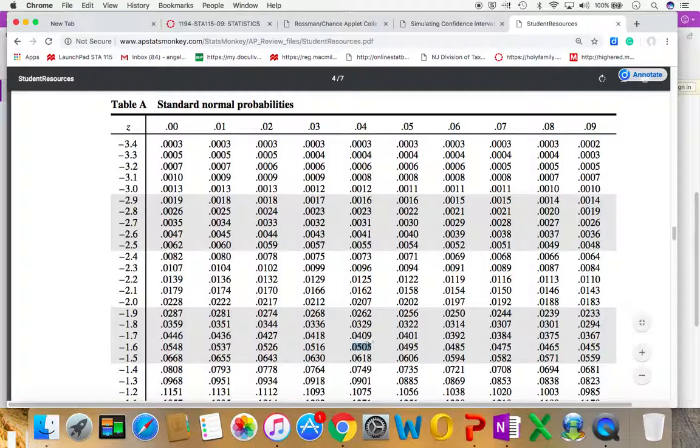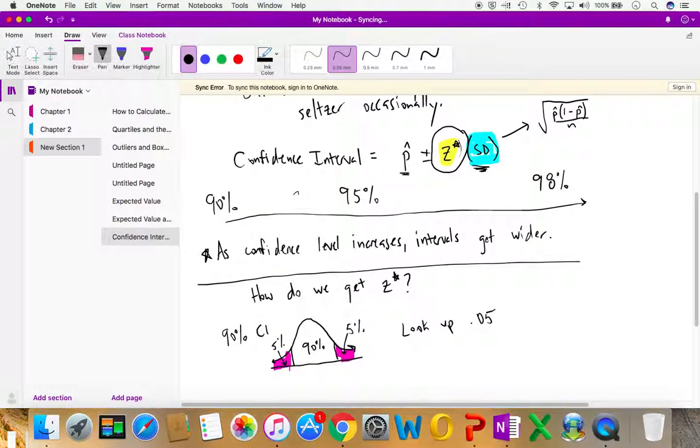Again, where I'm getting that number from is just working backwards using this proportion. I see a negative 1.6 here, and then up to 0.04. So that's my critical z-score for 90% confidence. Now, this would be, again, for a 90% confidence interval.